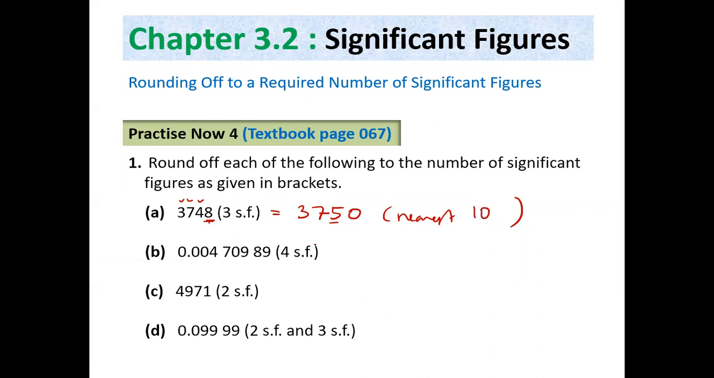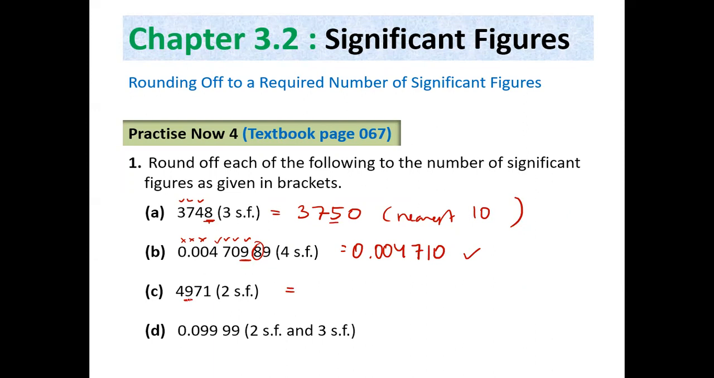How about this? 0 is not a significant figure, so keep it. And 4. 1, 2, 3, 4. So you have to ignore this. You have to stop here. So it is rounded up, right? So 0.00479 increases because of the 8, 9 increases and becomes 10. That's all. So it's four significant figures. We are done, right?